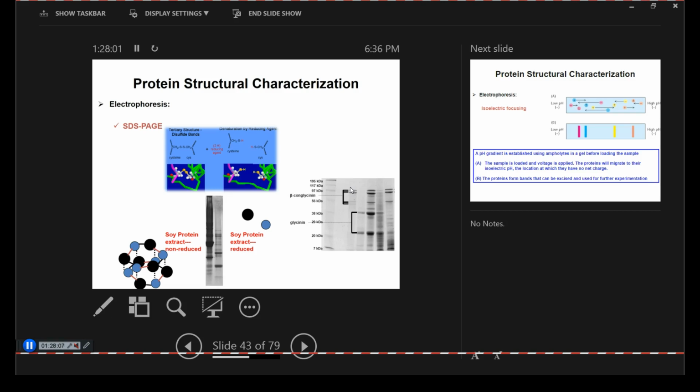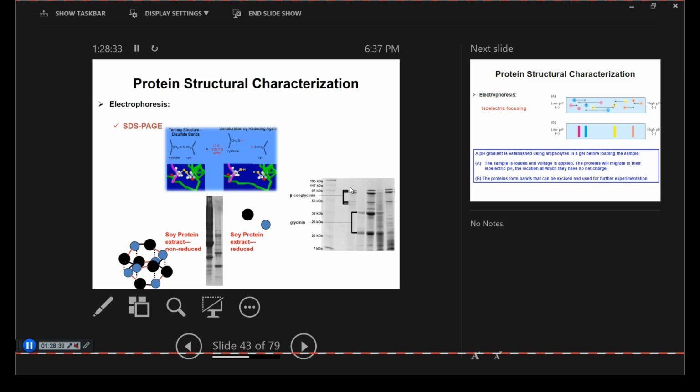For soy protein specifically, I have to break these disulfide bonds so that the protein subunits will migrate separately, and then I can see each subunit individually. So for soy protein, it makes no sense to run the gel without a reducing agent. Whereas in whey protein, for example, you don't need that. Native whey protein, you don't need a reducing agent to separate it on the gel.